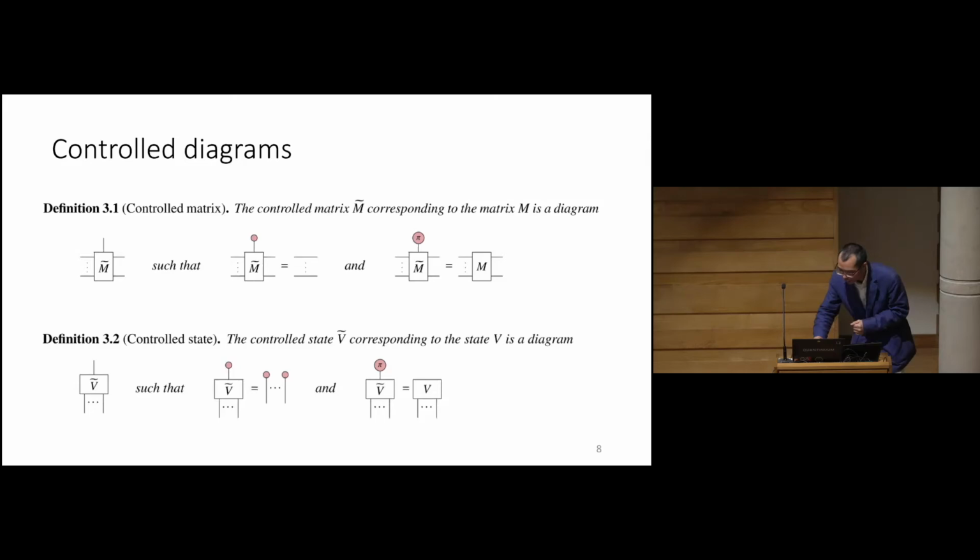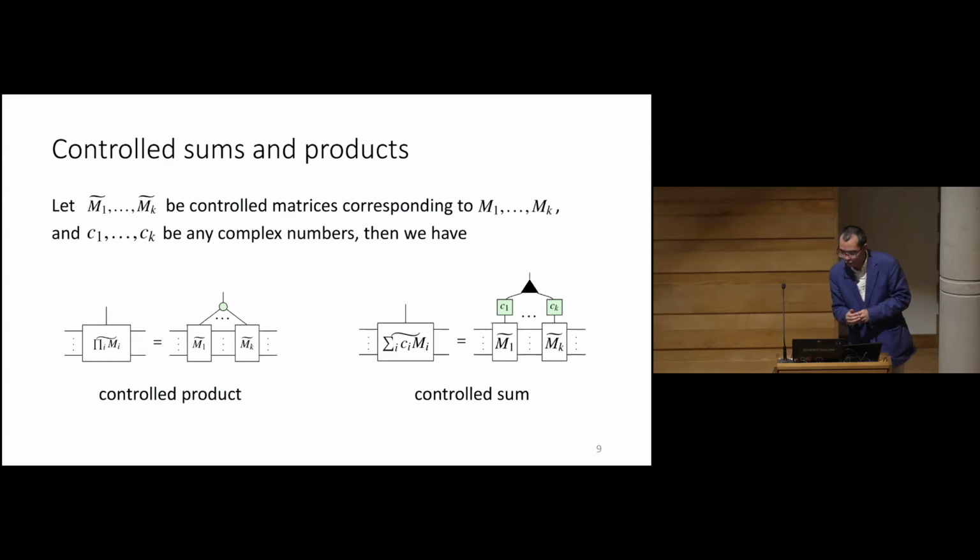Here, if the input is zero, then it's all zero. I think they use the all-plus state. When it is pi, then it's just the original state. That's the way we do the control state. Once you have the control state, you can also do the control sum and the control product. For different matrices, the control product can use a green spider to put them together. And for control sums, you can use different matrices with their coefficients.